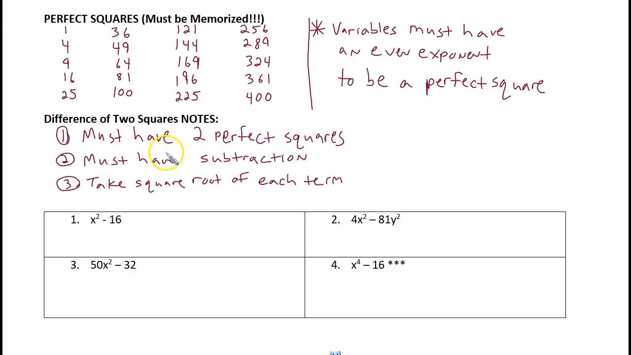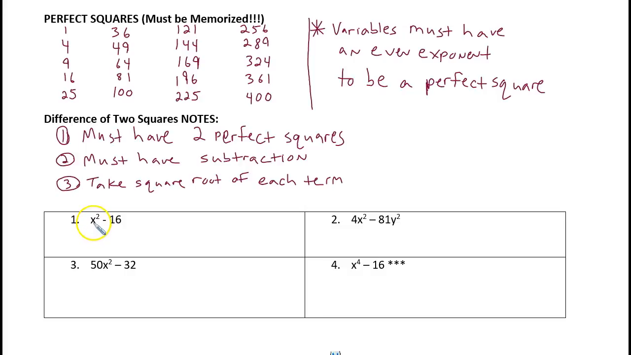Anyway, the second thing that we want to look for is we want to make sure that it has a subtraction sign between the two terms. So it must have a minus or a subtraction sign. And then we're just going to take the square root of each term and put it into parentheses to factor it. So how is this going to look?